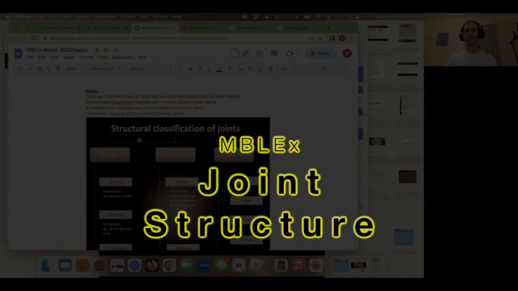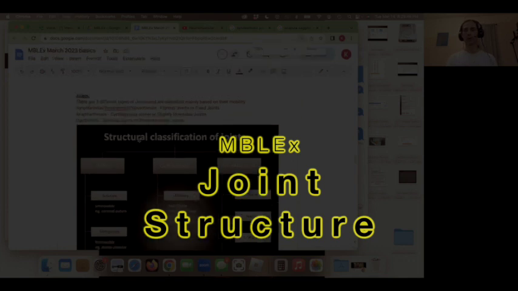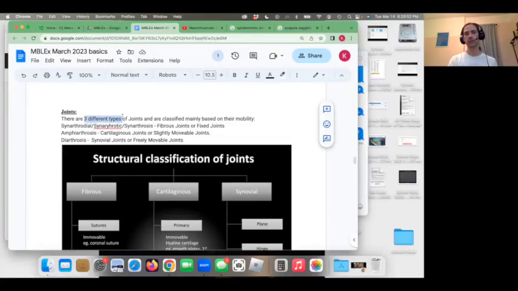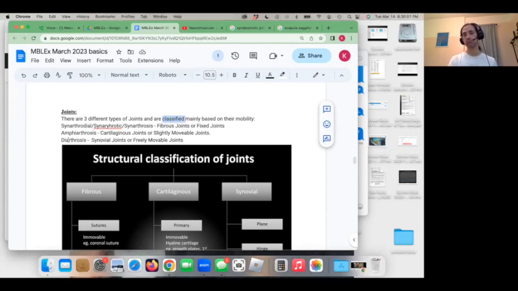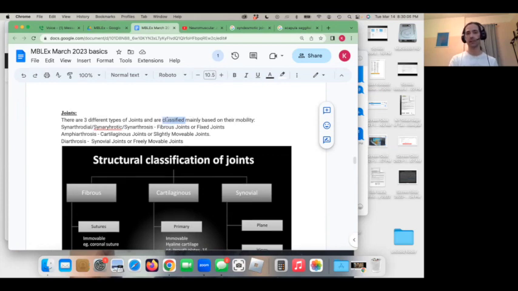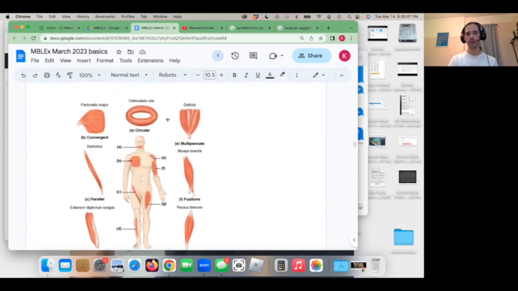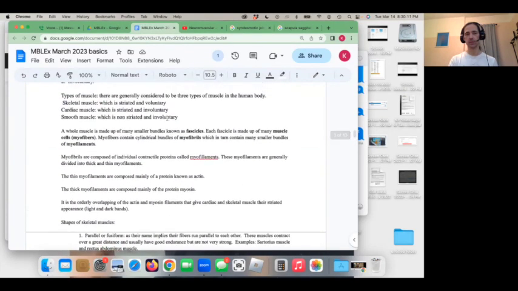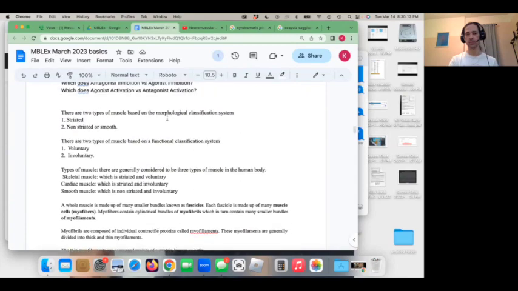So let's go into joints now. Joints can be classified in one of three ways. And I want you to keep this word in mind, classified, because part of the confusion around what we study is that we classify things in more than one way.